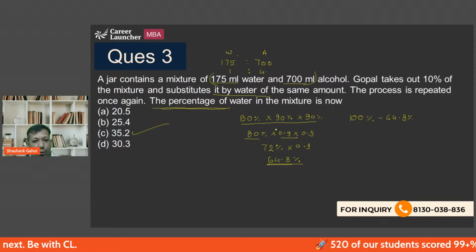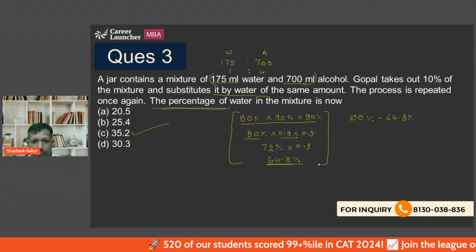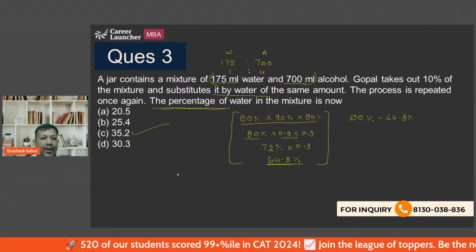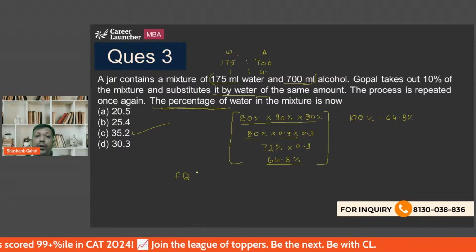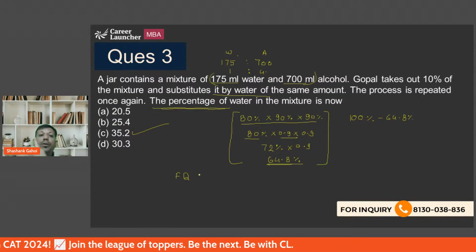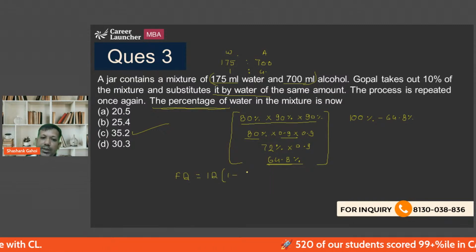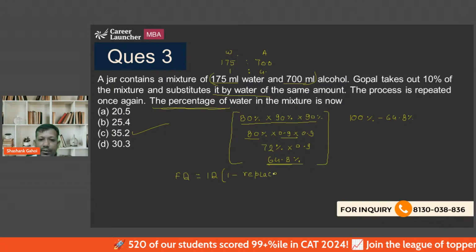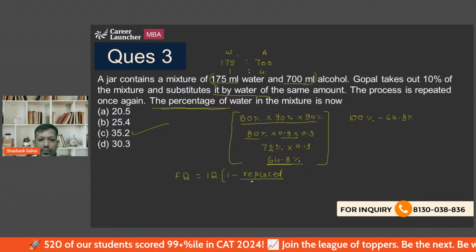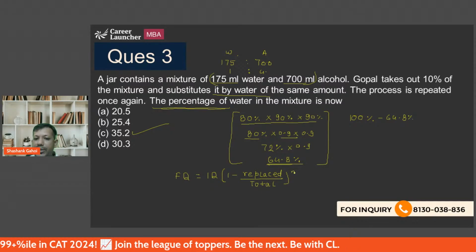Or if you do not understand this approach, I'll give you a direct formula. What is the direct formula? Final quantity of that which is not being added is equal to initial quantity into (1 minus replaced quantity divided by total quantity) to the power n. Power n means how many times it is happening.